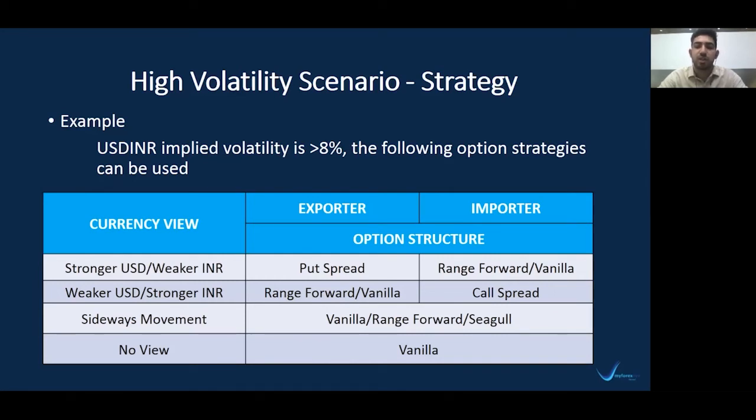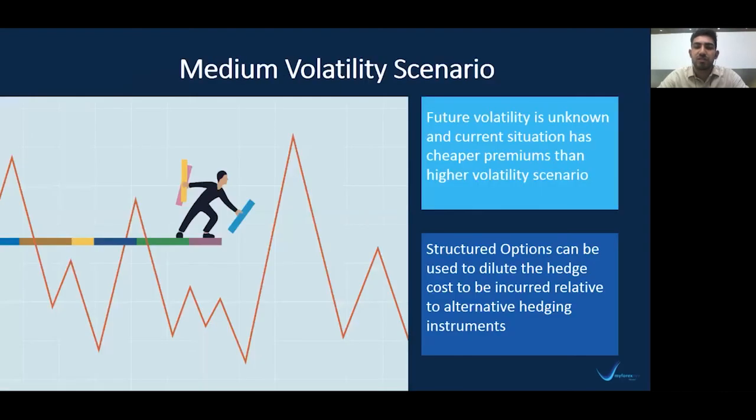If you're an exporter and the current spot is 74, you go for an at the money put option, which is at 74.50. Now in case you're an importer and the current spot is 74 and you're looking to hedge 1 month, so you go for an at the money call option, which you can get at 74.25. Now let's take a look at a medium volatility scenario.